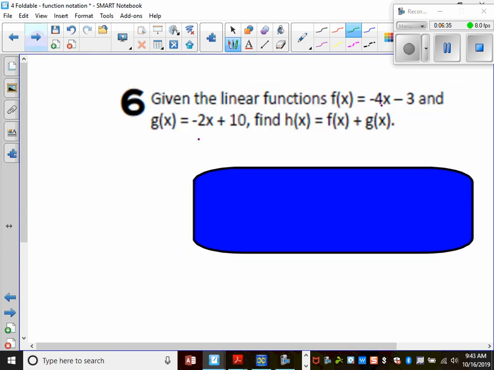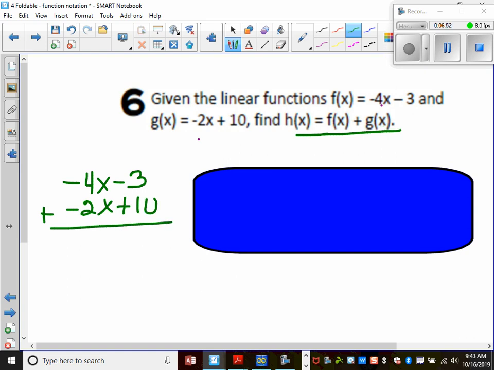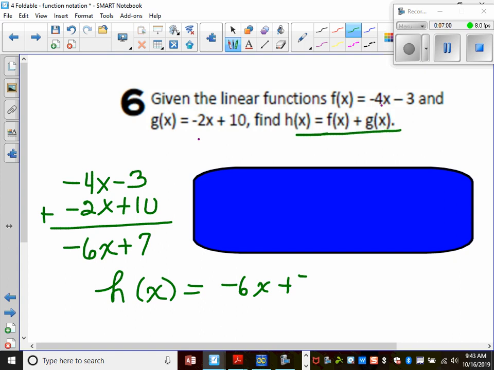All right, let's move on. And now we're going to add these together, still adding the two functions together that we're going to call the new one h of x. So I have negative 4x minus 3 plus negative 2x plus 10. Going to add these together, negative 6x plus 7. So h of x equals negative 6x plus 7.